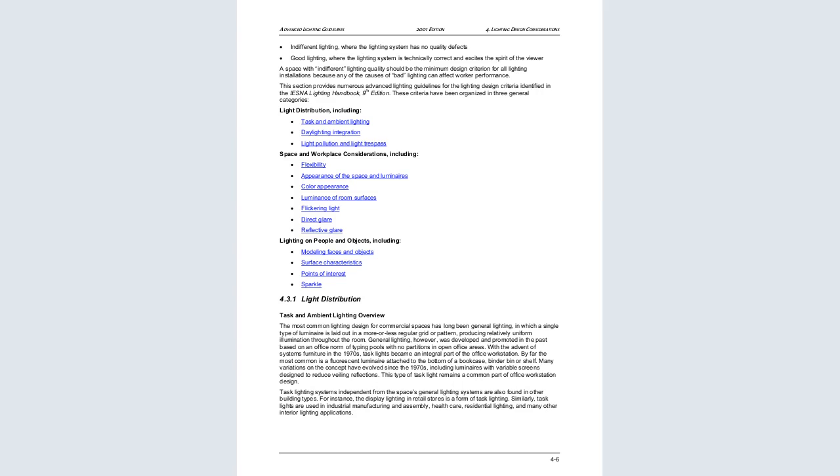Now, lighting distribution, including the task, ambient light, daylight integration, spacing, workspace considerations, flexibility, the appearance of the space, color appearance, the luminance of the room surfaces, flickering light, and direct glare. We say that glare is another thing that we have to make sure does not happen in our lighting.